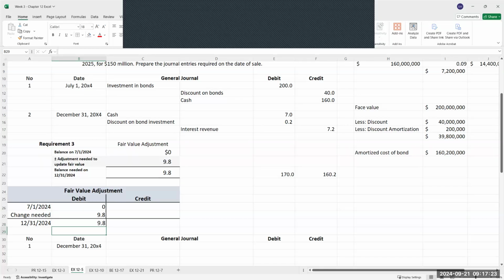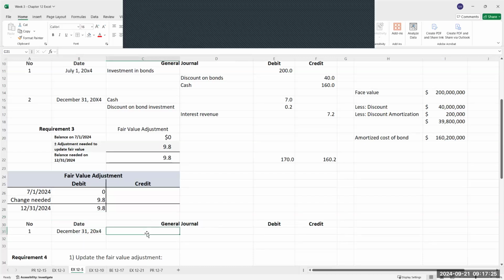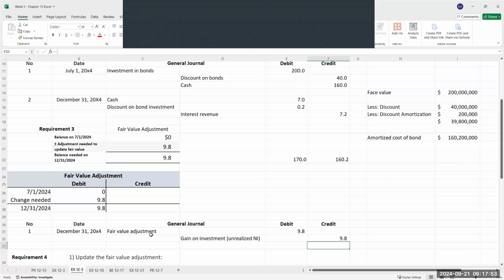So our journal entry would be as follows. We would debit our fair value adjustment account for 9.8. Again, as we see here to calculate the amount. And then from there, we would credit gain on investment, unrealized, net income for the 9.8. And again, the reason why we are treating it this way is because it is considered a trading security.